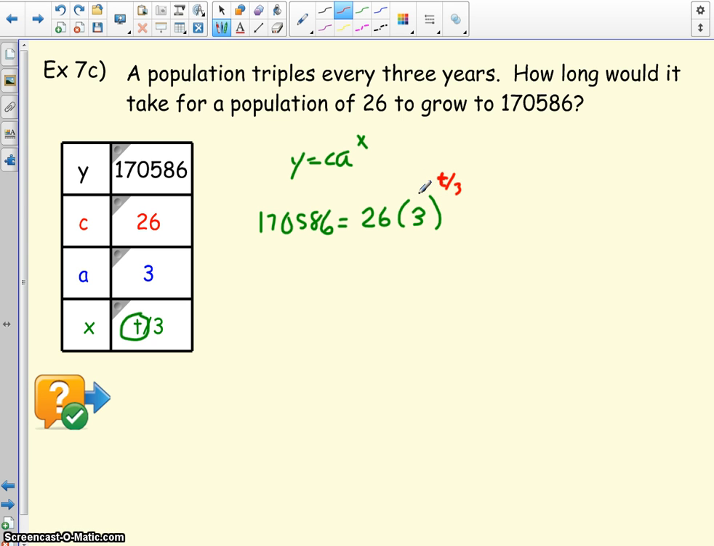So this was the first one that we've seen so far today that we've had to solve for the exponent. So what we need to try and do here first is isolate the power. Because remember, with an exponential equation, our goal is to get both sides of the equation under a single power with the same base, and then try to equate the exponents. So I'm going to divide both sides of the equation by 26, just to try and get that power by itself. When I divide 170,586 by 26, I get 6,561.